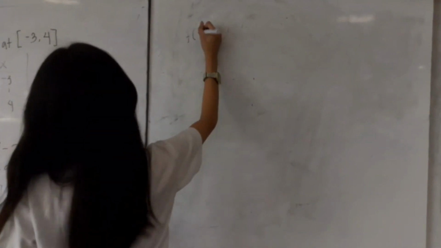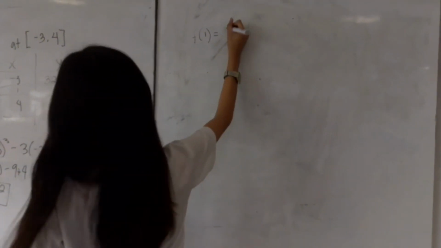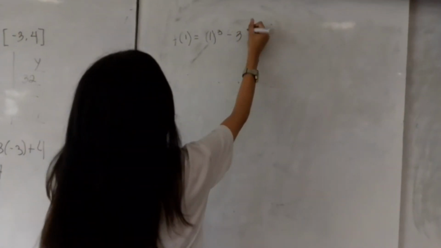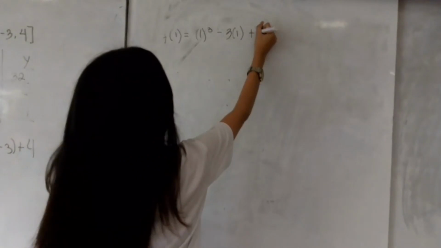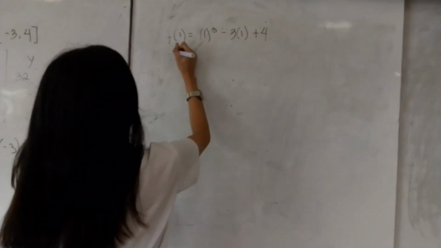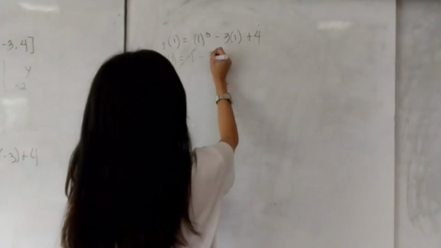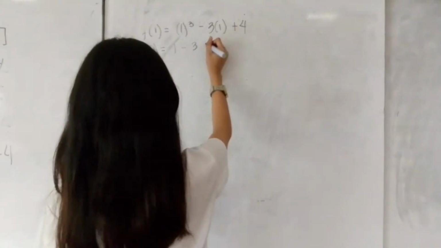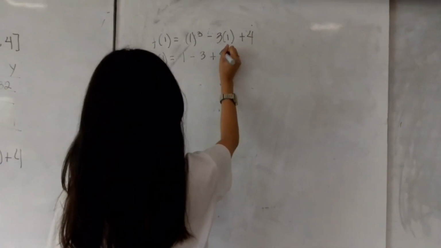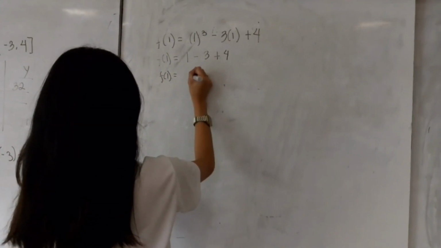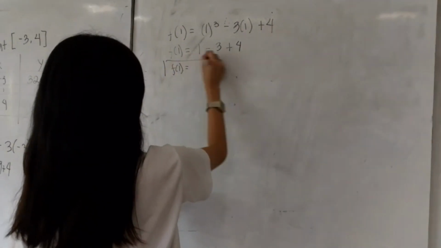Let's now move to the second one. f of 1 is equal to positive 1 raised to cube minus 3 times 1 plus 4, is equal to 1 minus 3 plus 4. F of positive 1 is equal to positive 2.